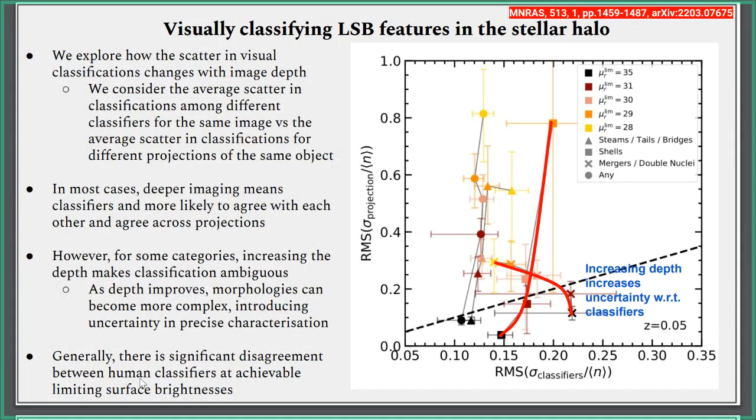So essentially what we're seeing is that at any realistic limiting surface brightness that we could achieve with LSST, there's going to be quite a significant level of disagreement in the characterization of these features. And also, as the images become more busy because we're going to fainter limiting surface brightnesses, this can actually make our ability to discern different features within these images more difficult.